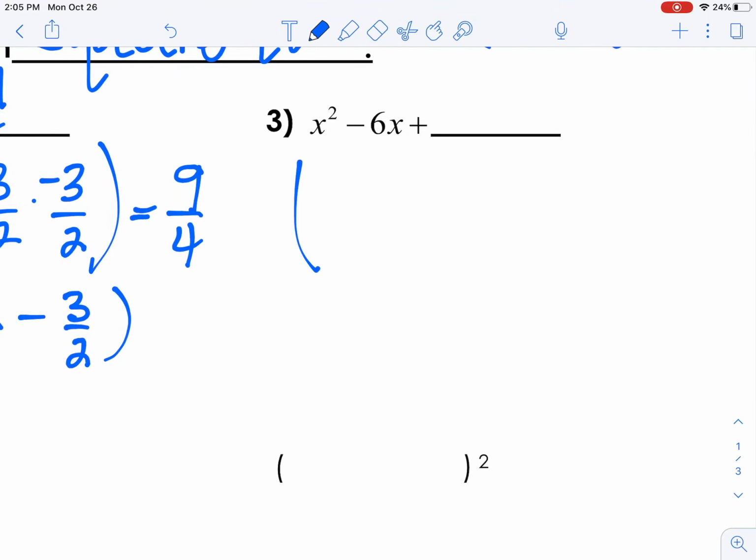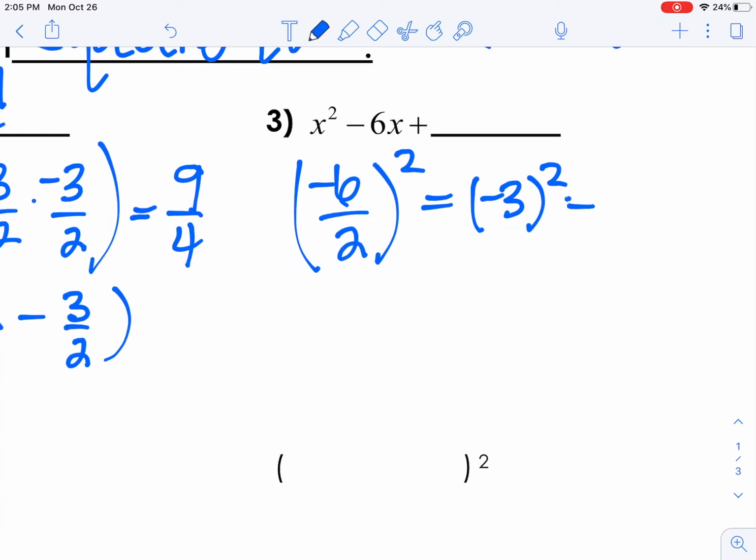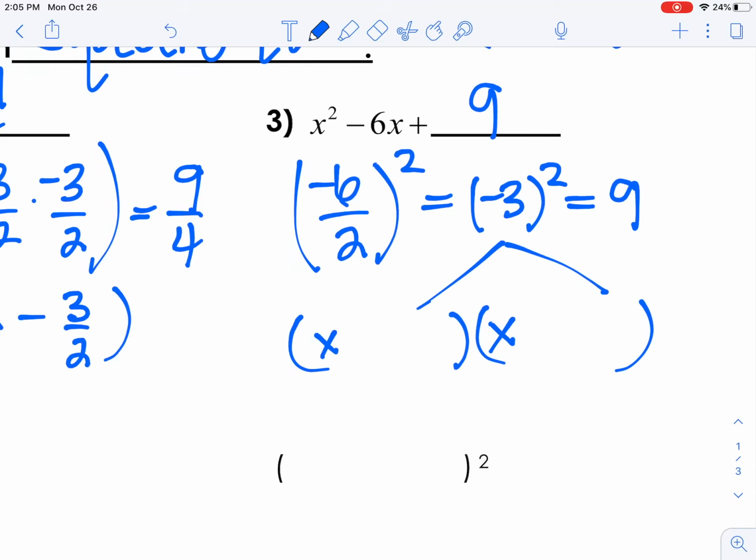Here our b value is negative 6. Negative 6 over 2 is negative 3, squared, so that's 9. Then to factor it, we have x and x. Then we take this number, or if you just want to try and factor, what adds to negative 6 and multiplies to 9 would be minus 3 minus 3. So x minus 3 squared.